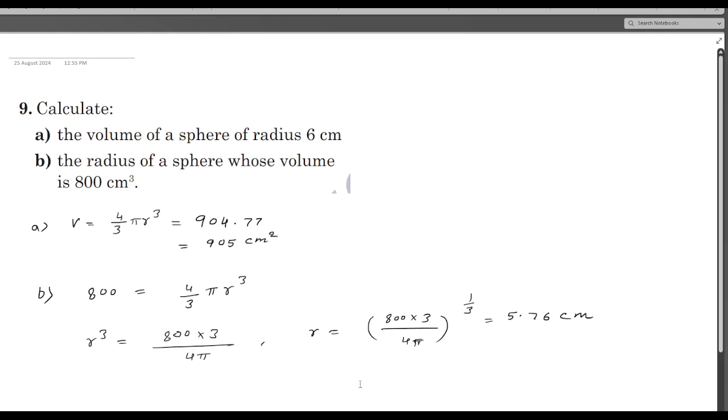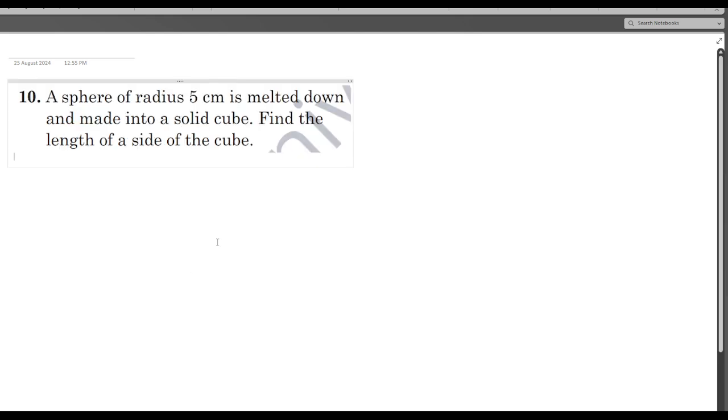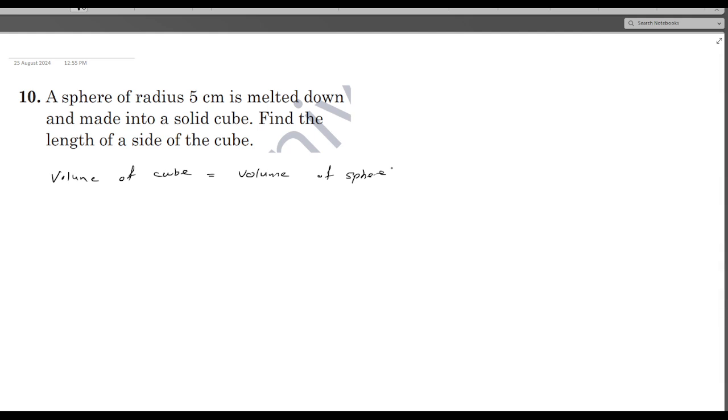Now let us move to question number 10. A sphere of radius 5 centimeter is melted down and made into a solid cube. Find the length of the side of the cube. What is given? We have melted a sphere and made a solid cube. So the volume of cube will be same as volume of sphere, as we are converting this sphere only into the cube.